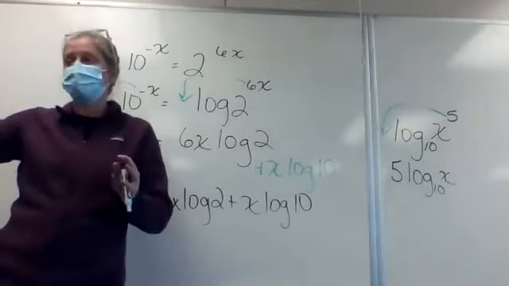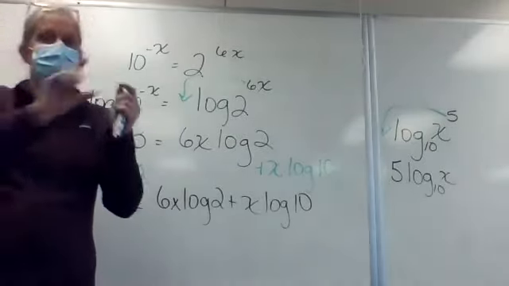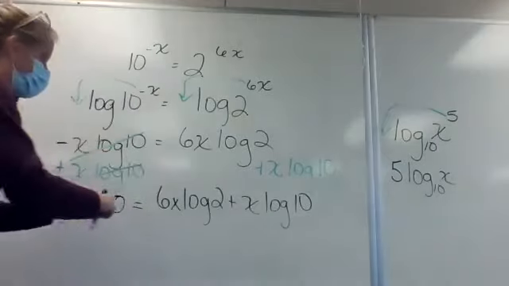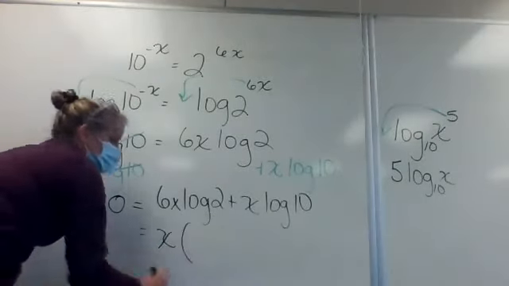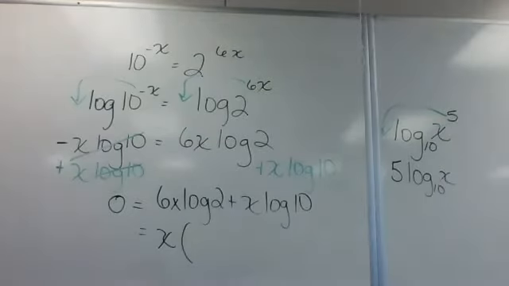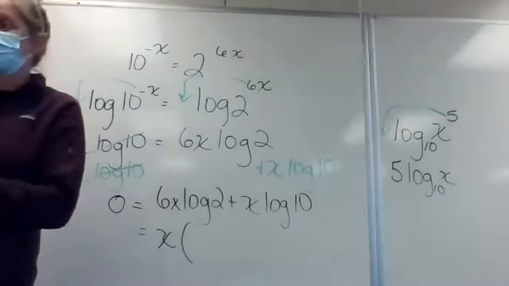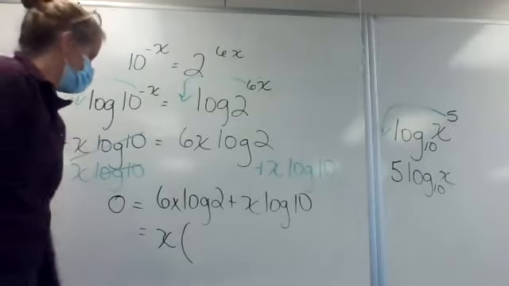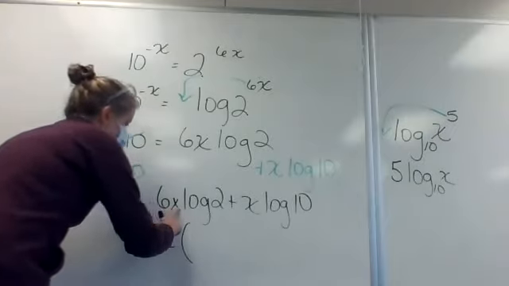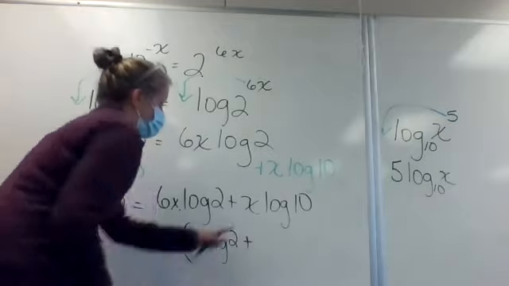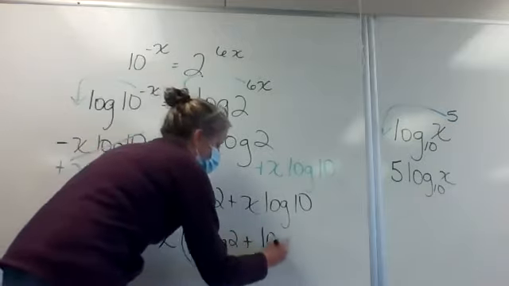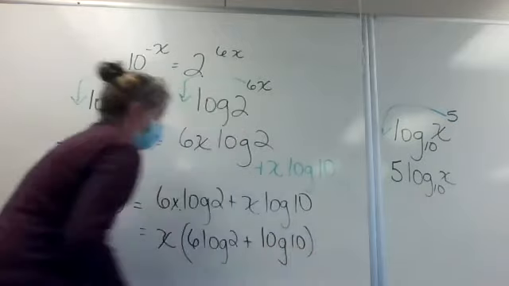Which then, what will I show? I'll still have my x's, but they'll just show as that one x, right? If I took the x out of each of these terms, put in parentheses what's left after you take the x out of those. So if I take the x out of this first term, I'm just left with 6 log 2 plus. If I take the x out here, I'm left with log 10.